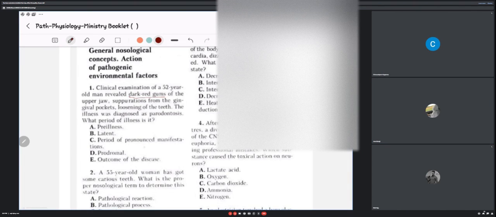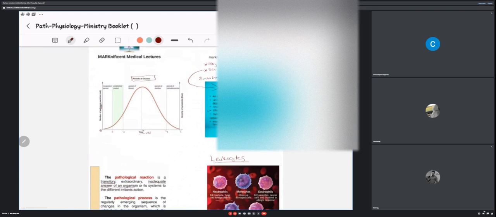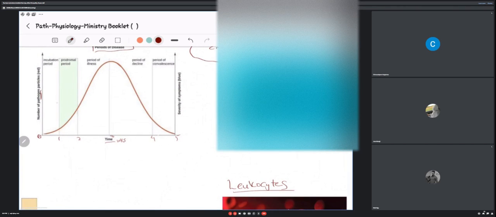Okay, no, not prodromal. But remember what I told you about prodromal, right? Yeah, it's after the incubation period. Yes, just after incubation, but that is not this period. In incubation, the disease is just trying to develop, to grow and multiply in the system. But prodromal is when the disease has now incubated and it is trying to cause the actual problem.